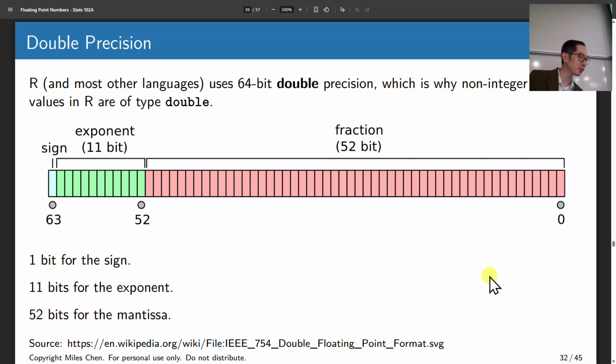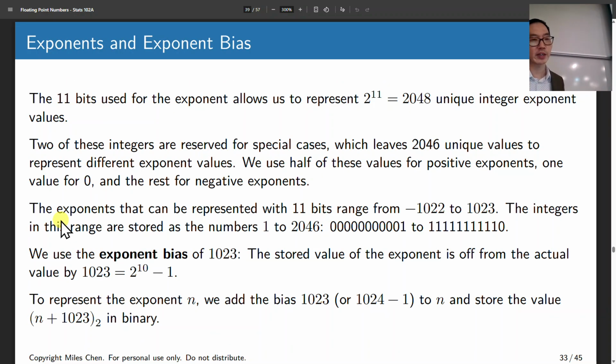Okay, so as far as double precision floating point, which is really the most common floating point system and the default for most things, we use 64 bits. And those 64 bits get allocated like this: 1 bit for the sign, 11 bits for the exponent, 52 bits for the mantissa. That adds up to 64. As far as the sign bit, 0 for positive, 1 for negative.